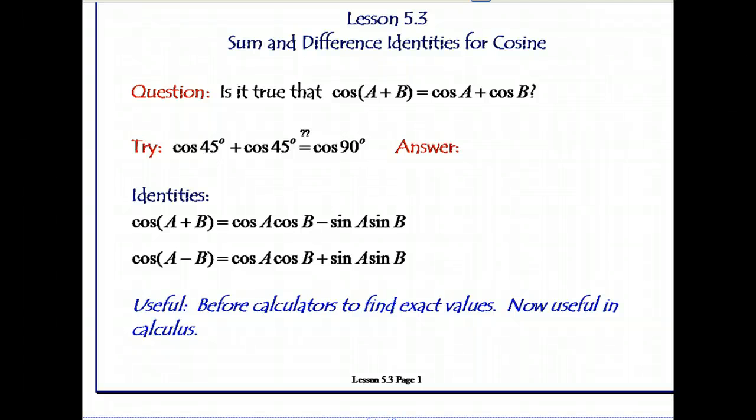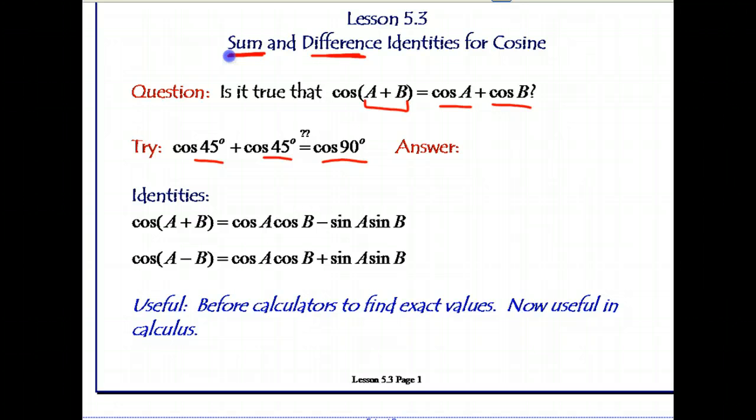Okay, so our section is called the sum and difference identities for cosine. Sum means plus, difference means minus. It's an identity for cosine. And so the question comes up: if I have the cosine of the sum of two angles, the cosine of A plus B, could I just break that up and have the cosine of A plus the cosine of B? If I have the cosine of 45 and the cosine of 45, would that just give me the cosine of 90? That's the question. Well, let's try and see.